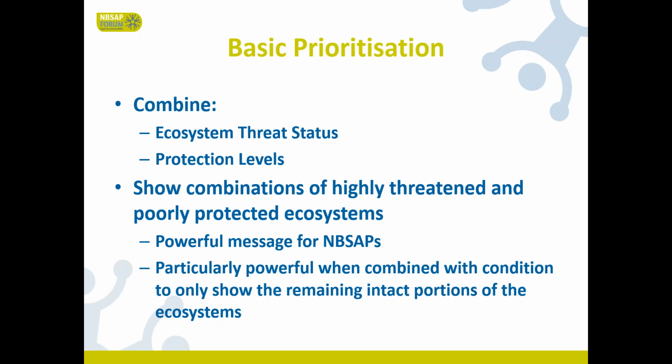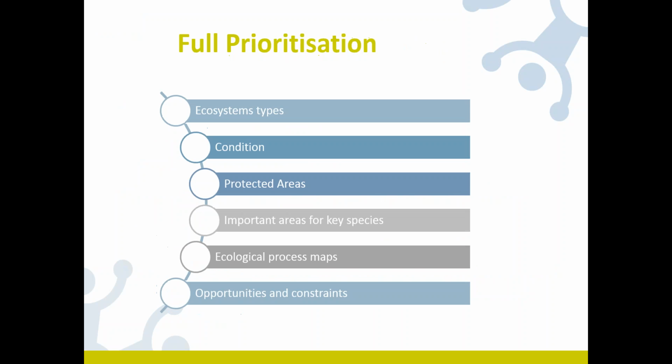Again, it's possible to do things very quickly or in far more depth. For a basic prioritization, we'd literally just combine our ecosystem threat status and protection level to show combinations of highly threatened and poorly protected ecosystems. This in itself is an extremely powerful message for NBSAPs, and it's particularly powerful when combined with condition to show only the remaining intact portions of these very high priority systems.